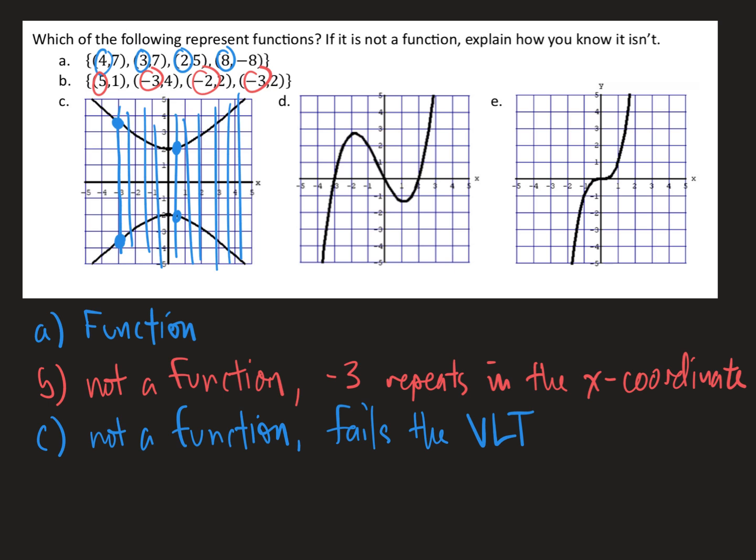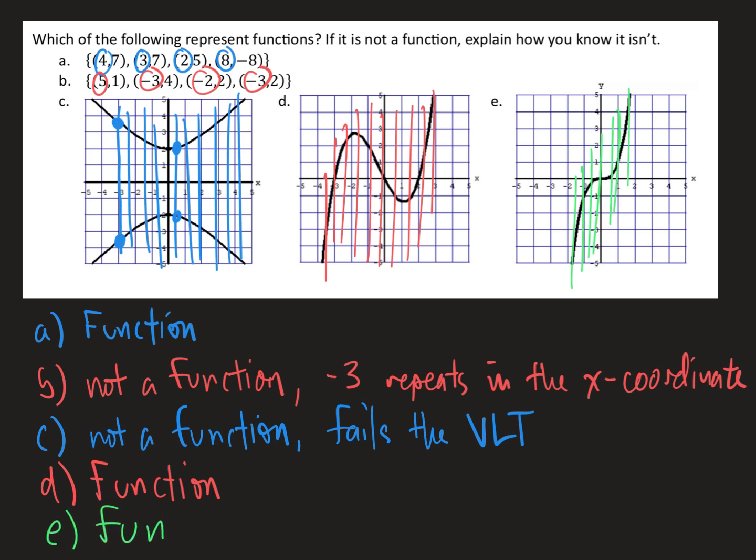All right. Let's look at part D. If you make a bunch of vertical lines here, none of these pass through the graph more than once, so this is a function. So we don't need to explain why, but there's the work shown up here. And lastly, here with a different color, this part E is also a function because it passes the vertical line test.